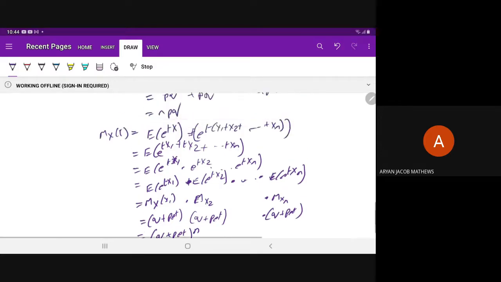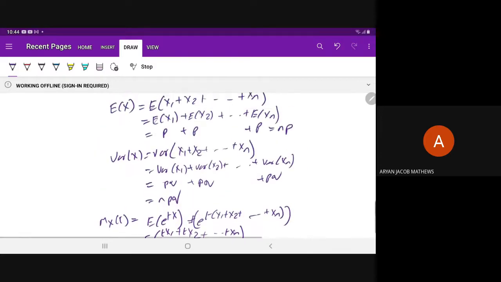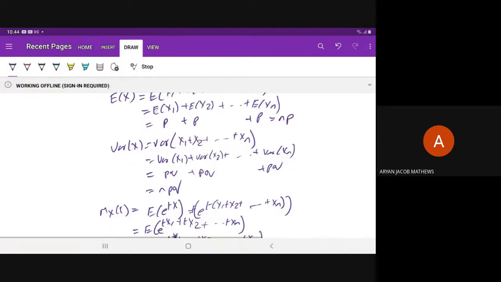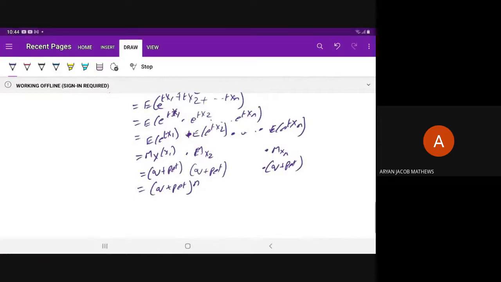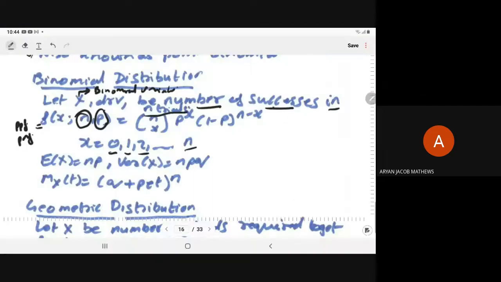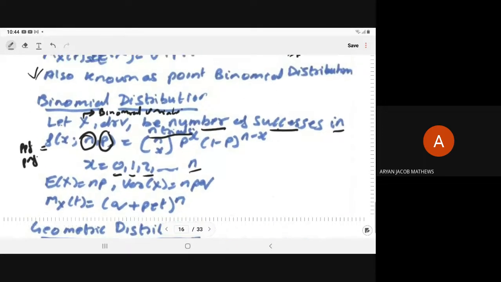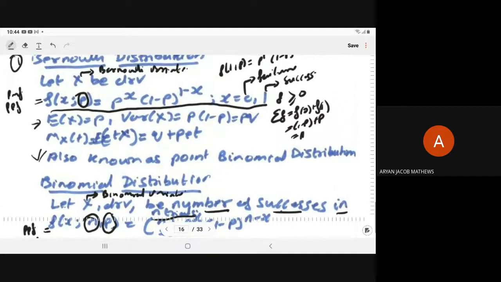But to apply this, it is mandatory to assume that X1, X2, Xn are independent. Then only you can apply this formula, right? So automatically it is the product of the M of Xi. That's the same formula you have studied earlier. Now when we put n equal to 1, all the results will match with the Bernoulli. That's why we call the Bernoulli distribution a point binomial distribution.